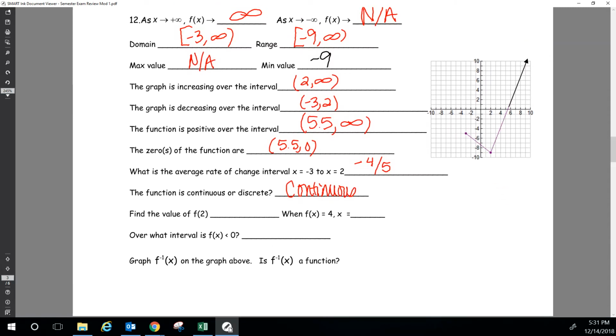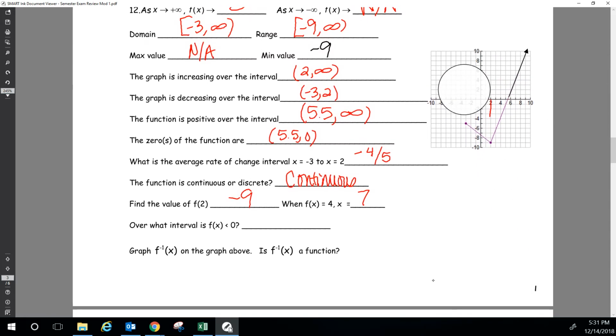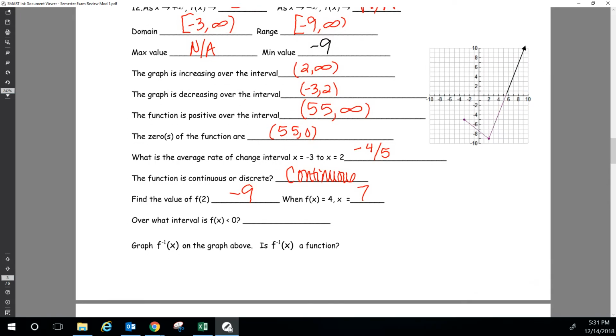All right. What is the value of f of 2? When x is equal to 2, my y is equal to -9. It says when y is equal to 4, my x value is equal to 7. When is the function negative? So when are we beneath the x-axis? Sorry. That's going to be down here. So that's from x is equal to -3 to, sorry, positive 5.5.